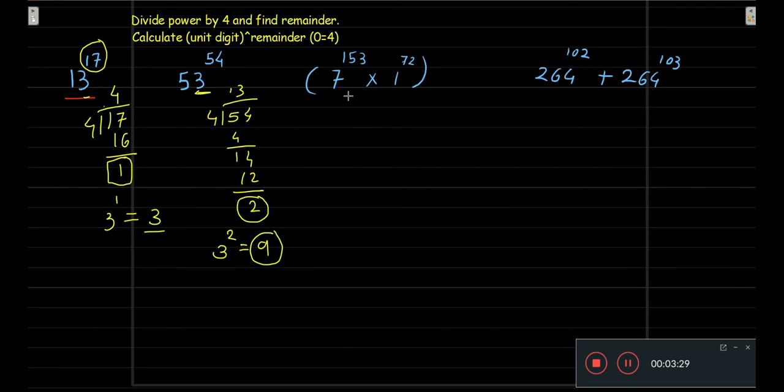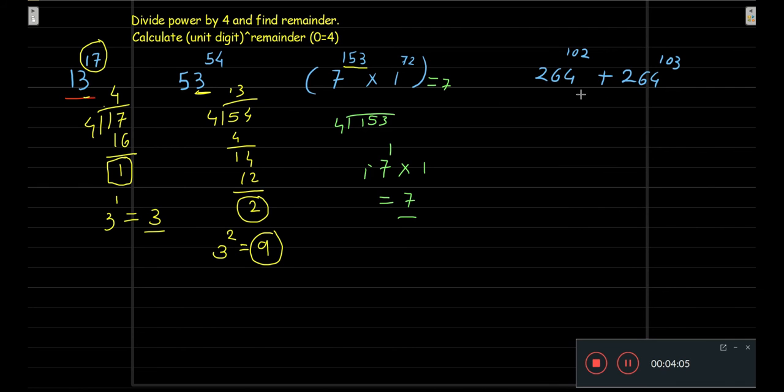Now somewhat complicated: how to get the unit digit of this expression? The same procedure applies. First divide 153 by 4. I am directly writing that 153 divided by 4 gives the remainder 1. So 7 to the power 1 multiplied by 1 to the power 72, which is nothing but 1, so 7 multiplied by 1 is equal to 7. So the unit digit of this one is 7.